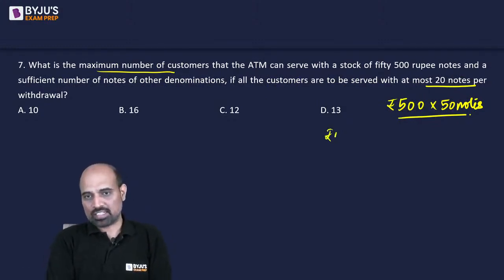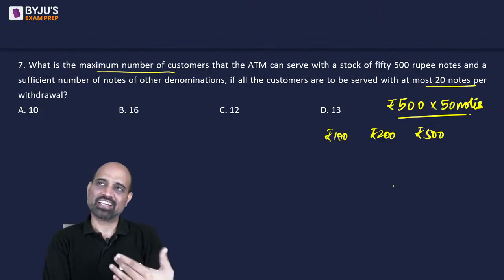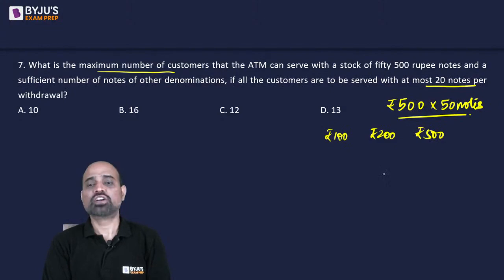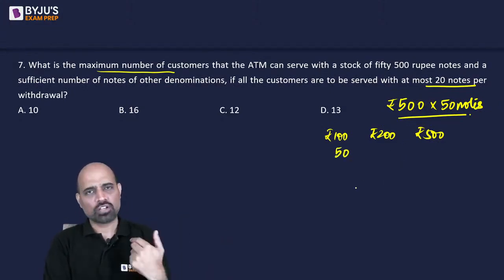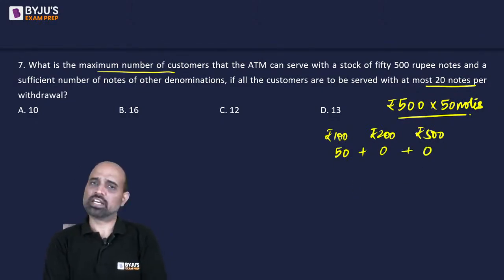To understand this, let's think that you can do random checks with 100, 200 and 500 notes, okay? And later on you will realize why only this is working out and why not others. For example, since preference is not discussed, it could also be that we give 50 notes of 100. If I give 50 notes of 100 rupees, then somebody will get 5,000 rupees, right? And that person must have given the preference of 100 rupee notes. But the thing is, the total number of notes exceeds 20. This is wrong.